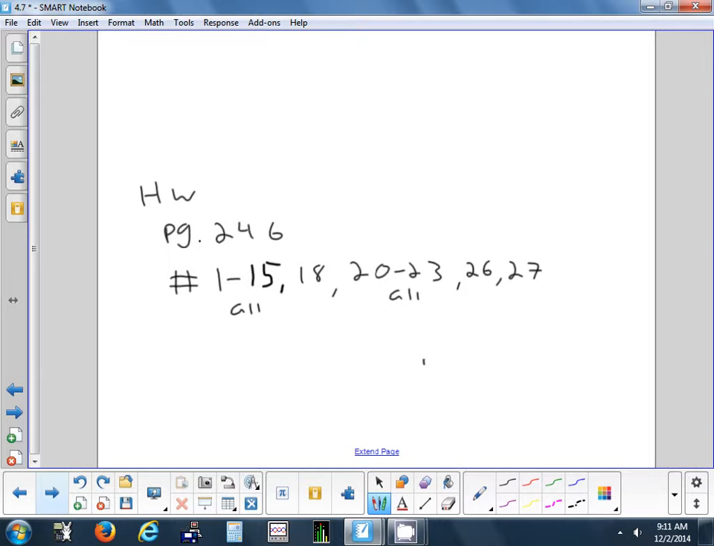For tonight on page 246, I'd like you to try 1 to 15 all, 18, 20 to 23 all, and 26 and 27. And if you didn't already finish the multiple choice on the MCAS, finish up 7 through 12.